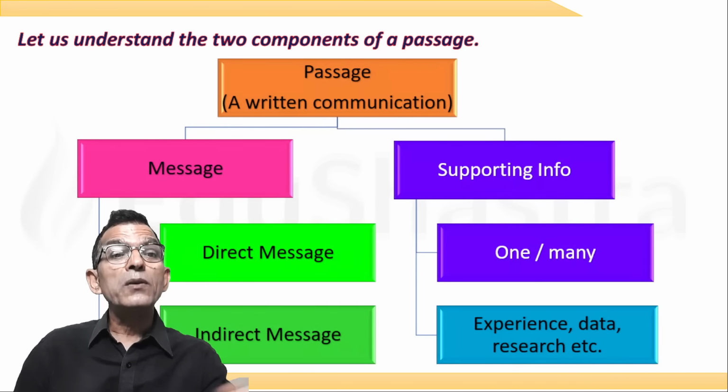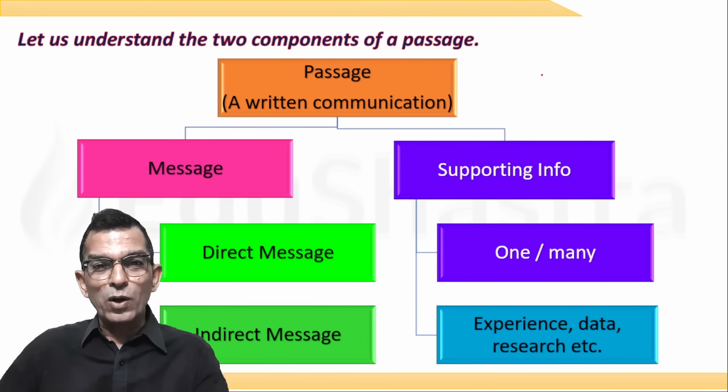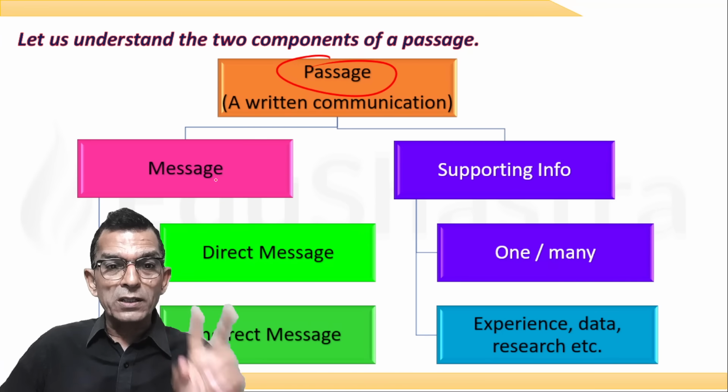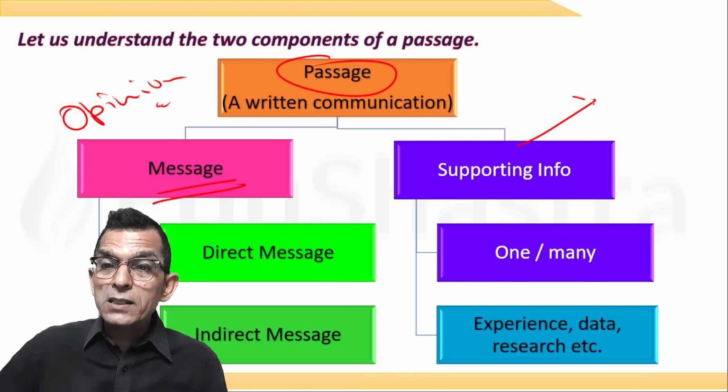Okay, now come to the indirect questions. So now see, whenever I say direct, indirect, or whatever kind of questions, then immediately you need to understand the structure of a passage. A passage is always based on two things: the message, the opinion, the solution the author wants to give, and the supporting information. This is the primary structure.